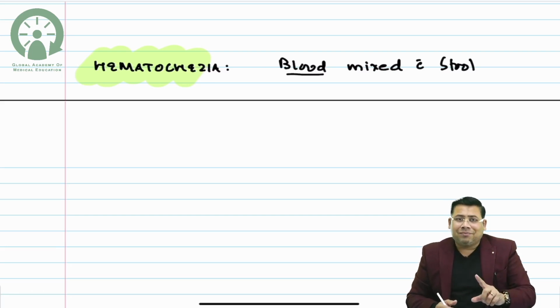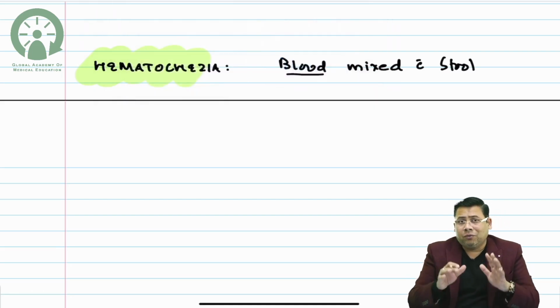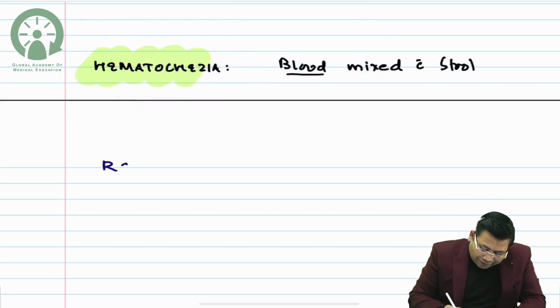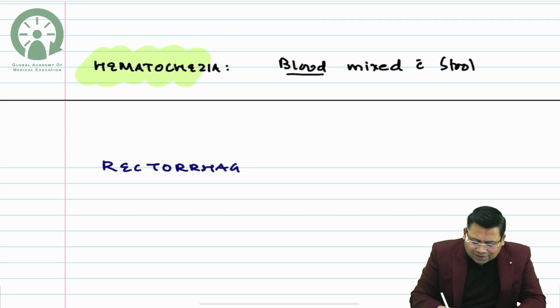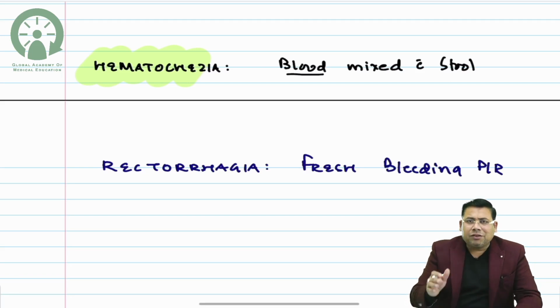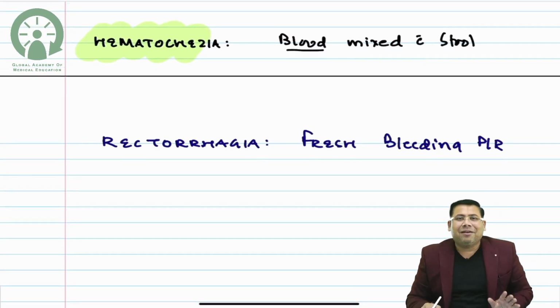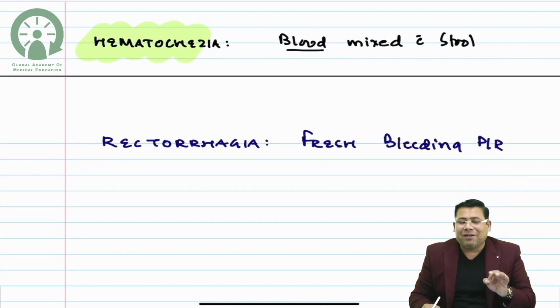Now what is the term that we use for fresh bleeding PR unrelated to defecation, or unrelated to stools? That is known as rectorrhagia. Rectorrhagia is the classical word for fresh bleeding PR. So when you have fresh bleeding PR without any stool admixed with the blood, that is what is known as rectorrhagia. So hemorrhoidal bleeds are rectorrhagia. This is very, very important.